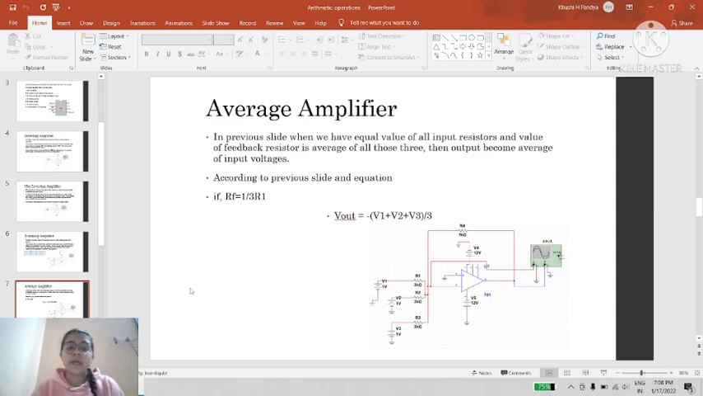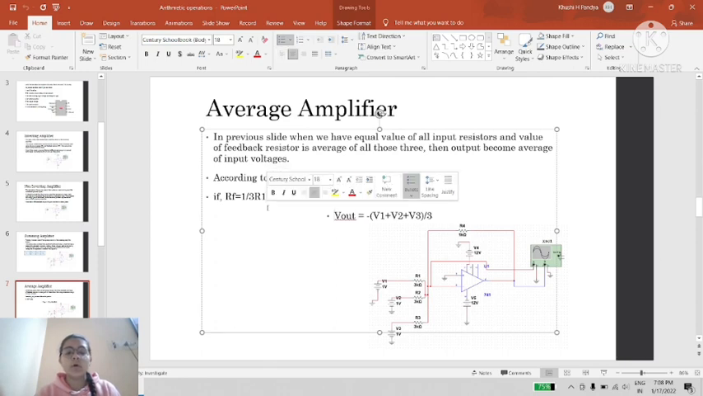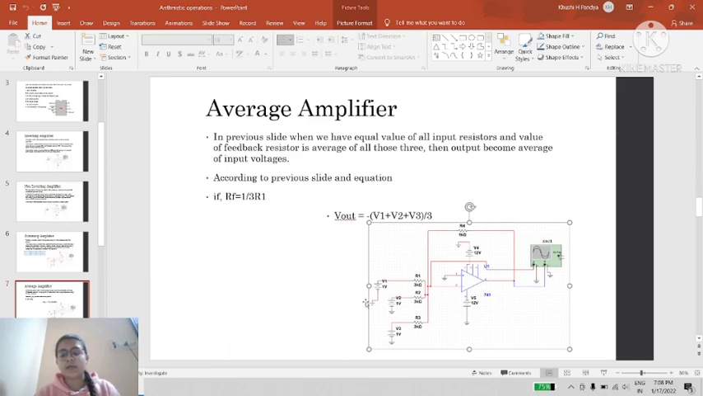After that, average amplifier. Average amplifier is a modified form of the summing amplifier. In this circuit, we consider all input resistances to have the same value and our feedback resistance is equal to 1/3 of all input resistances. Here you can see in the circuit diagram all input resistances have the same value and the feedback resistance is 1/3 of the input resistance.